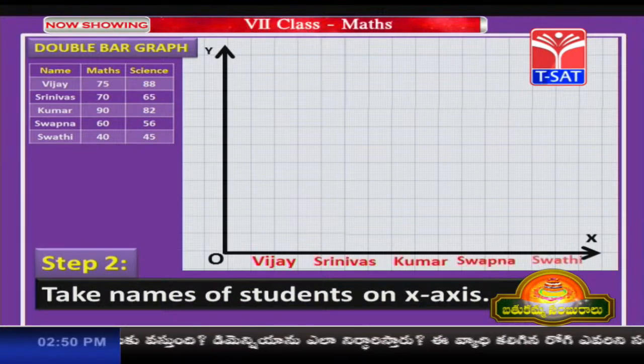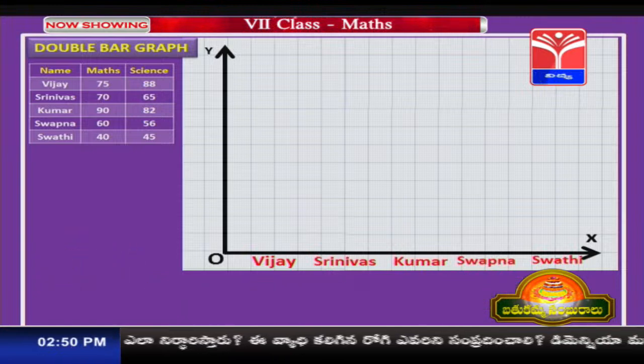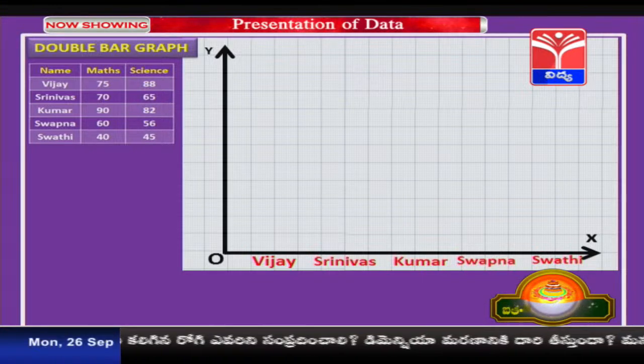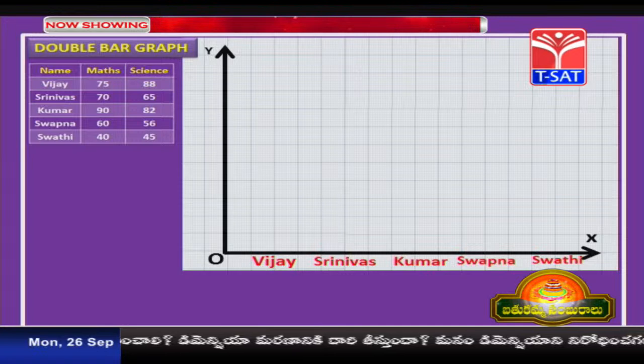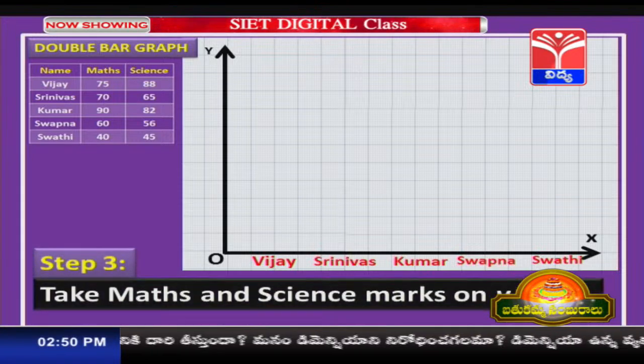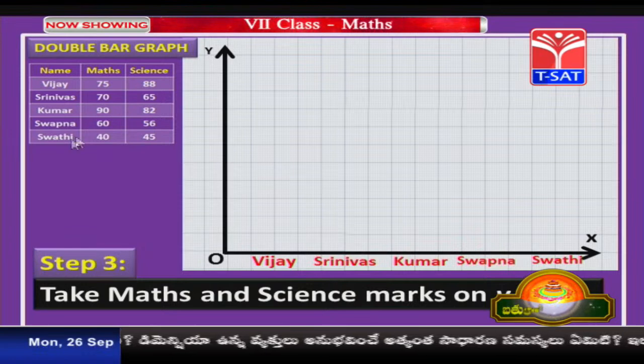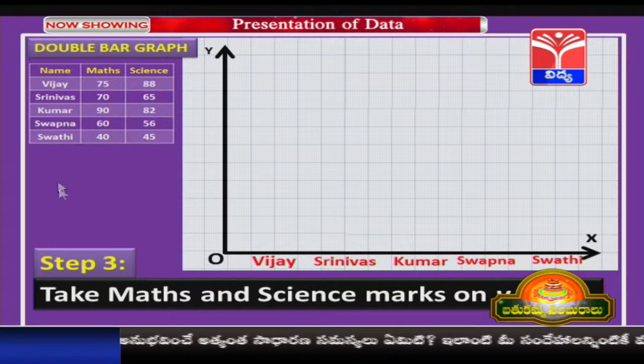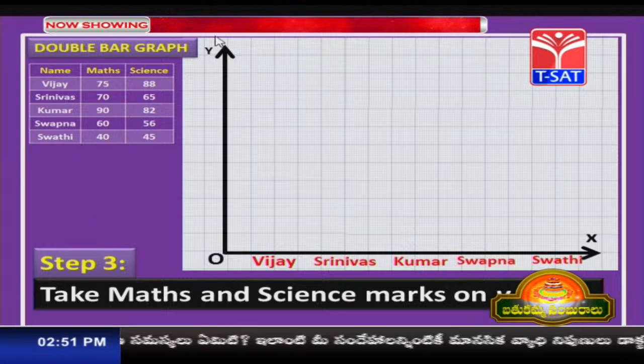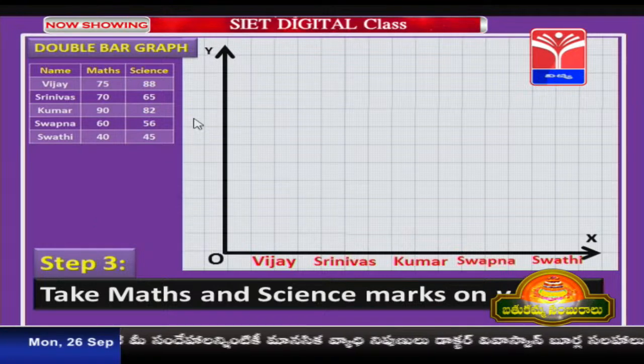We are going to next take the names on the x axis. Whatever the names are, I am writing them on the x axis. You can see, children, Vijay, Srinivas, and so on. Then the marks have to be represented on the y axis, that is mathematics and science. Together it is not crossing 100, right? The maximum is 90. So, I am going to represent these marks on the y axis.